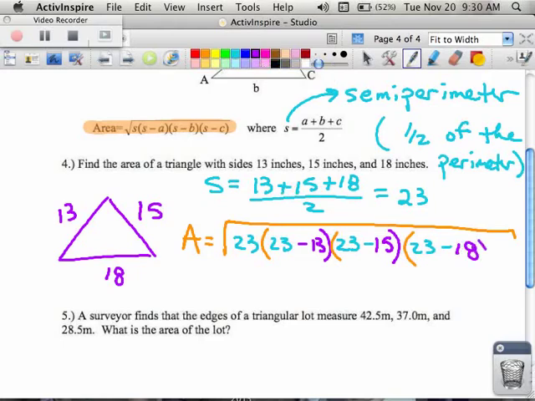You just type that in your calculator, and when you get done typing that in your calculator, try it right now, just to make sure you can get it. I get 95.92. And that's my answer. I'm done. Give that a shot.